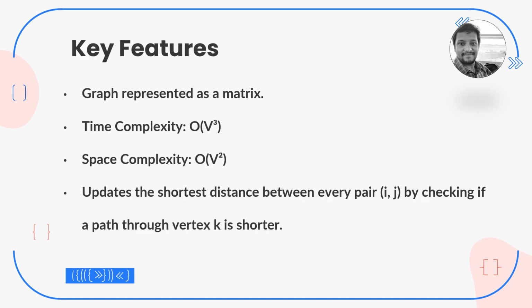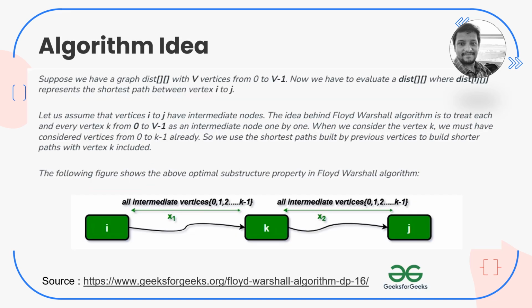To the next slide. What are the key features of this algorithm? Let's look at this. The graph is generally represented in this case as a matrix, and time complexity is O(V^3), space complexity is O(V^2). अगर ग्राफ को मैं एक मैट्रिक्स की फॉर्म में रिप्रेजेंट कर रहा हूँ, टाइम कॉम्प्लेक्सिटी is definitely going to be V cube, where V is the number of nodes. Okay. And what this algorithm does is, after this algorithm has completed, it will update the shortest distance between every pair of the nodes. This is what you are going to get as an output.